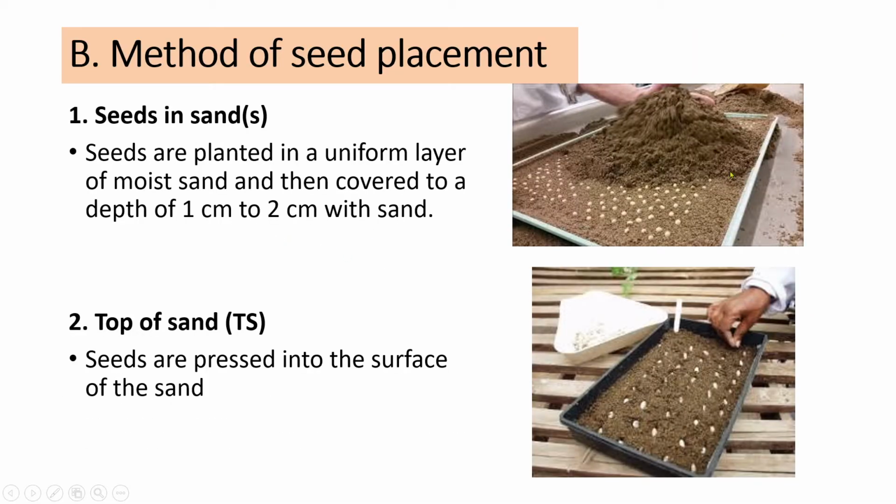Coming to the method of seed placement, the method of sowing seed in the trays. The first one is seed in sand. What is seed in sand? Seeds are planted in a uniform layer of moist sand and then covered to a depth of 1 centimeter to 2 centimeters with sand. So it is a two-step process. First of all, we have to place the seed into the sand, and it is to be covered by a layer of 1 or 2 centimeters of sand.